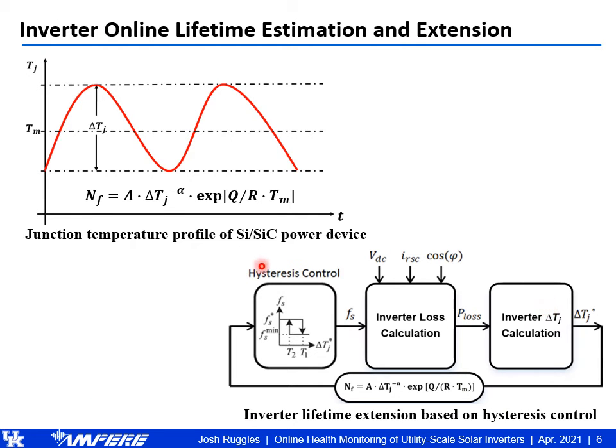The inverter lifetime estimation and lifetime extension algorithm is based on a hysteresis control loop which calculates the inverter losses and the temperature swing of each switching device. Using this temperature swing, the number of switching cycles to failure for each switching device can be estimated. Finally, based on the estimated number of switching cycles to failure, the lifetime of the inverter can be extended by reducing the switching frequency.